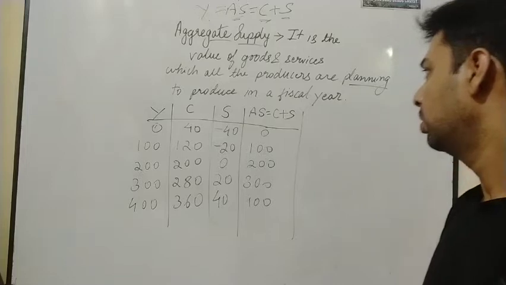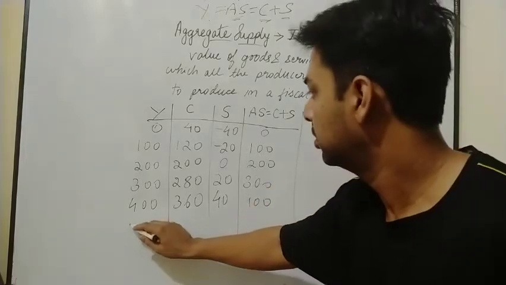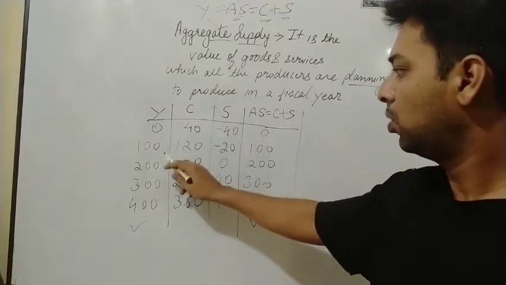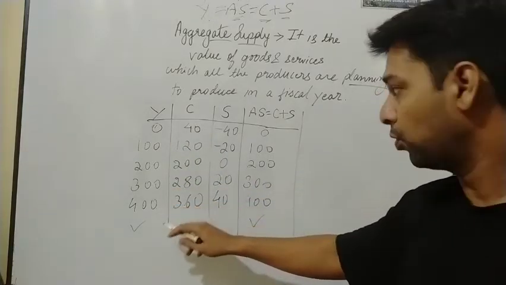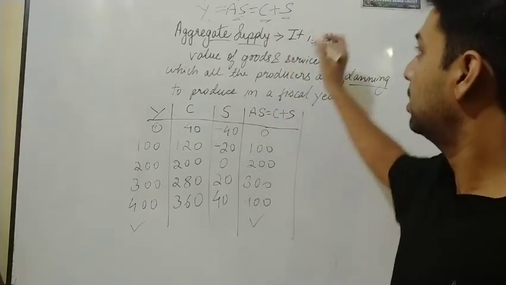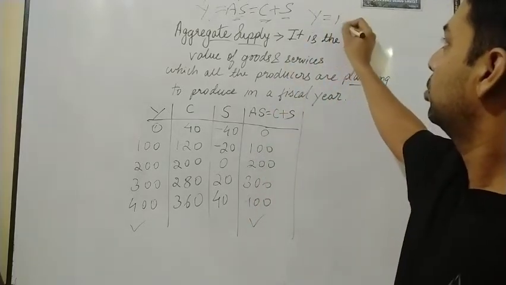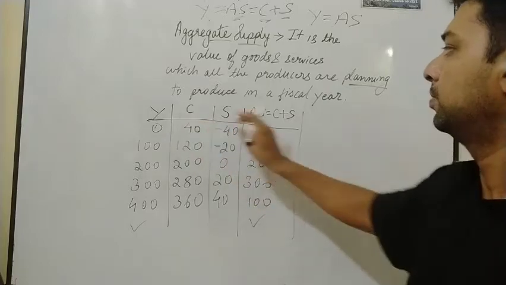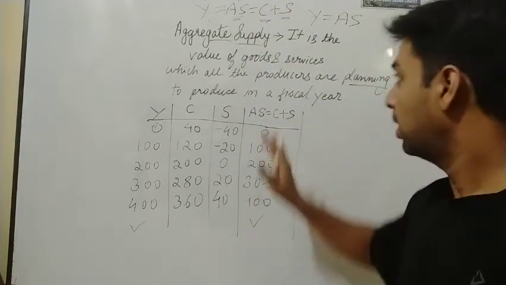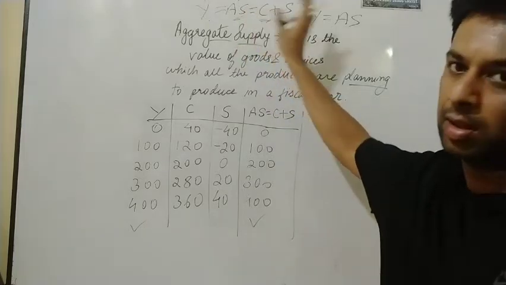Okay, so you can say that this Y and this AS are equal: 0, 100, 200, 300, 400, and here also you can say the same figures are there. Therefore, can I say that Y is equal to AS, or I can say Y is equal to C plus S. Okay, I can say that Y is equal to C plus S or Y is equal to AS.